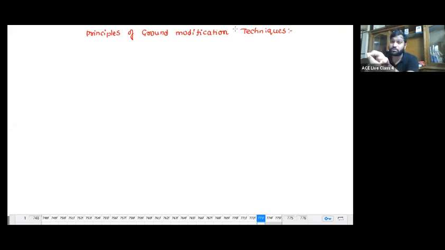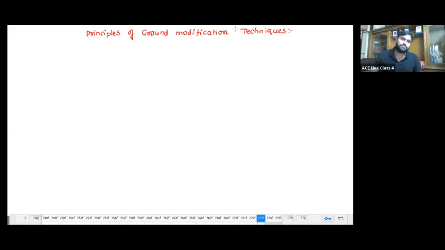And as the soil is loose, if you construct a heavily loaded structure, obviously the structure will undergo more settlement. So, okay, the soil is loose, settlement will happen. Let us reduce the compressibility of the soil. So how are you going to improve the soil properties, meaning improve the bearing capacity, improve the strength, and reduce the compressibility? That process is known as ground modification.